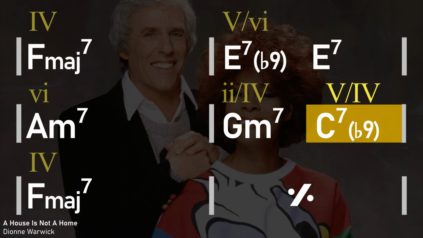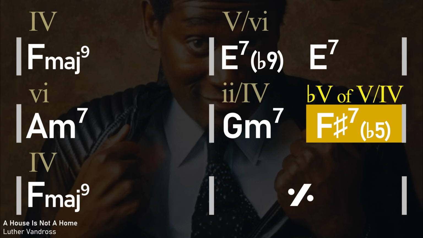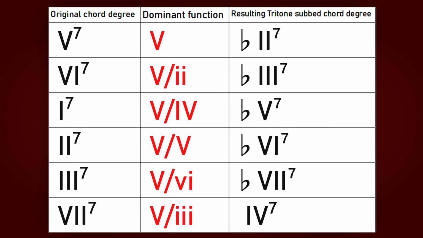So it was Vandross who did the tritone subbing here. When he performed this song, he chose to substitute that C7 chord for the chord a tritone away. A perfect example of a tritone sub in action. So we've seen 3 types of tritone sub so far. We've seen what happens if we sub the 5 chord, what happens if we sub the 5 of 2, and we just saw what happens if we sub the 5 of 4.